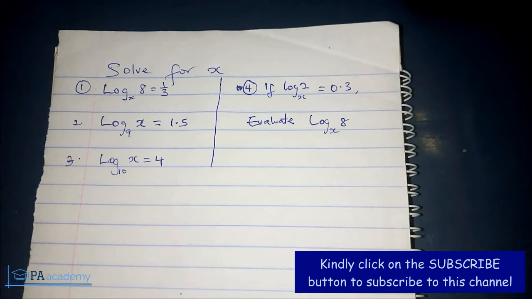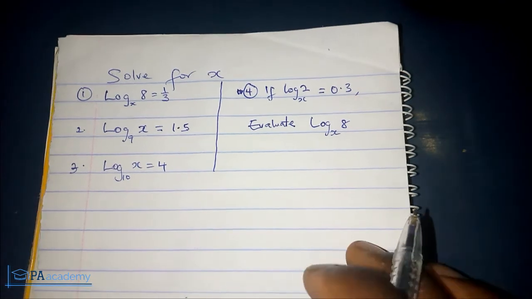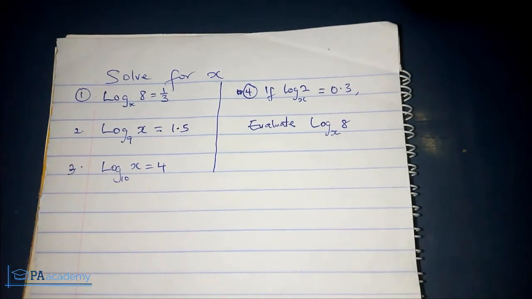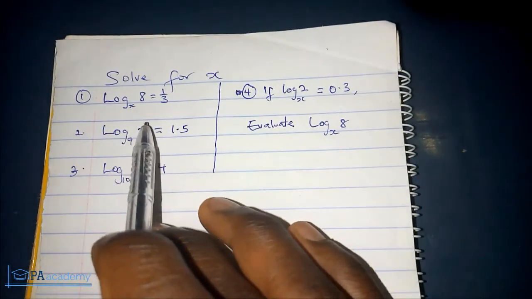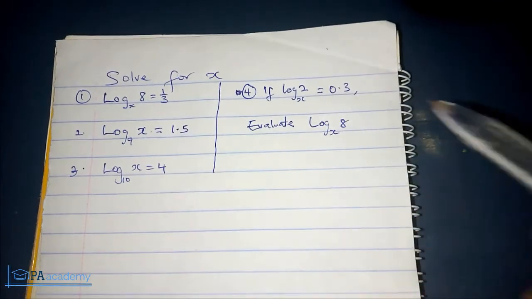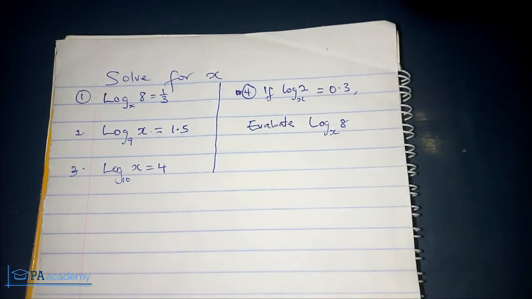So these are the examples we are going to be looking at in part 2 of this video, where we are going to be solving for the value of x. If you look at all these examples, you can see there's x. So we are going to be looking for the actual value of this x.